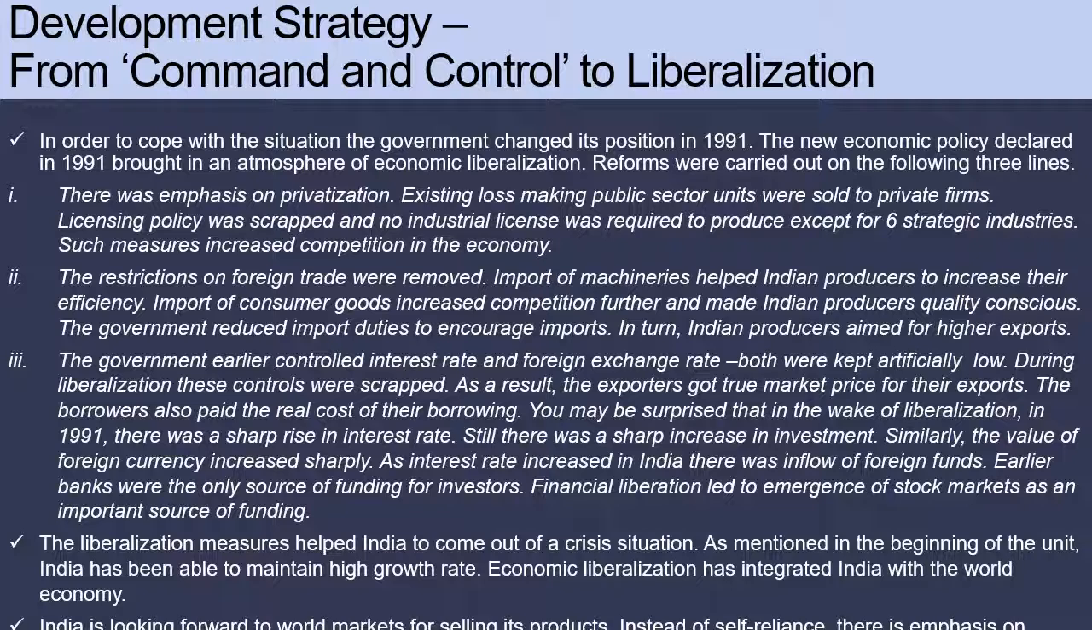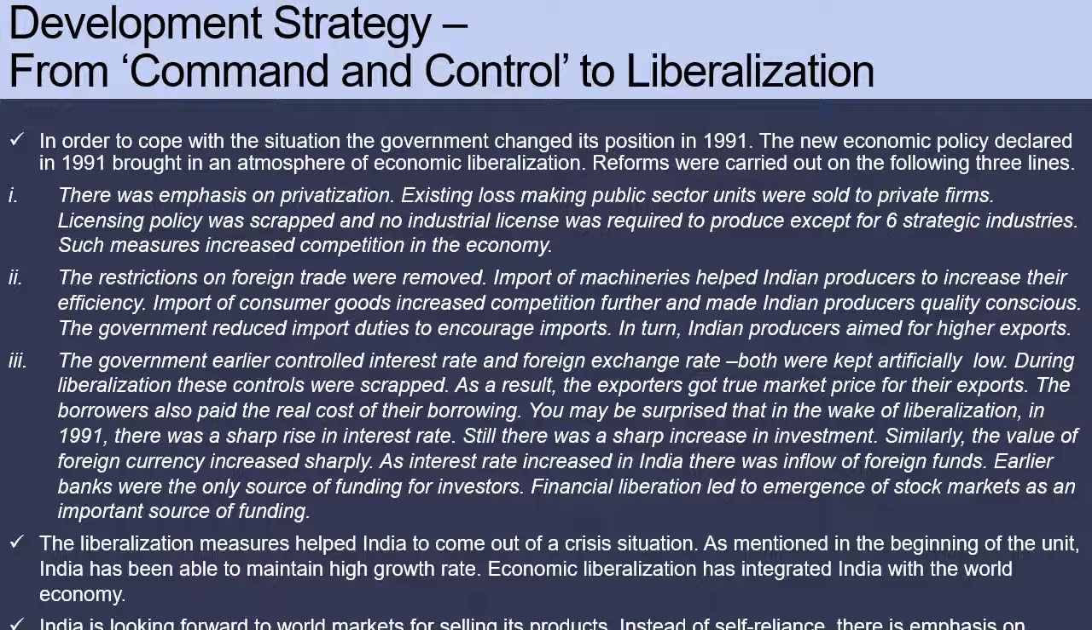2. The restrictions on foreign trade were removed. Import of machineries helped Indian producers to increase their efficiency. Import of consumer goods increased competition further and made Indian producers quality conscious. The government reduced import duties to encourage imports. In turn, Indian producers aimed for higher exports.